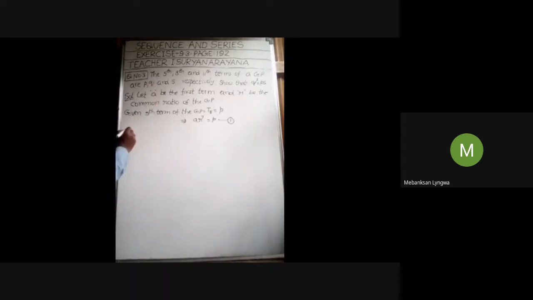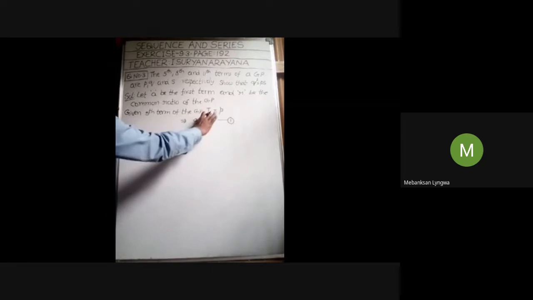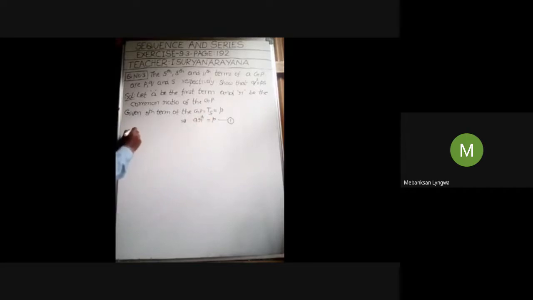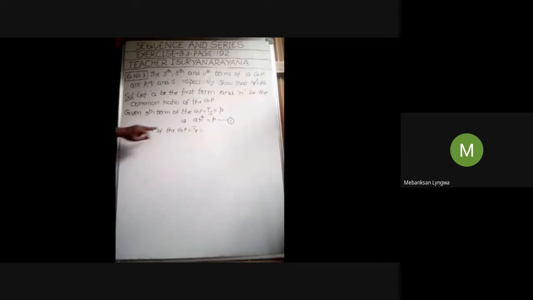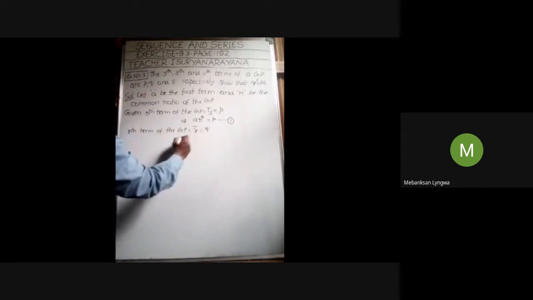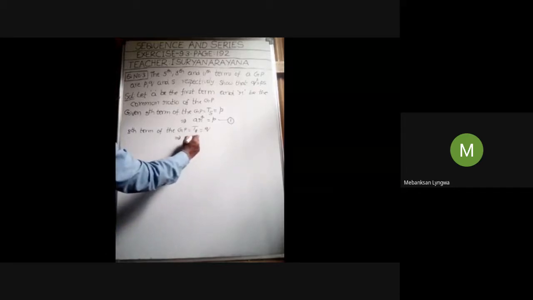Right. Now 8th term of the geometric progression. How do you denote it? T8. 8th term is T8. What is 8th term of the geometric progression? Q. Okay, my children. This implies, how do you write 8th term of the geometric progression? A r power 7. Yes or no, my children? Is equal to Q. Consider this result as equation 2.